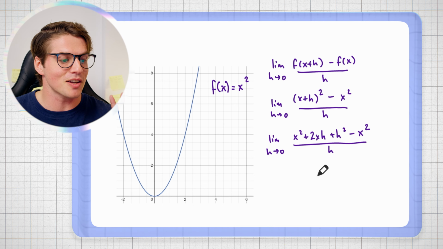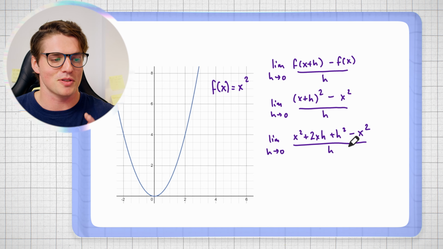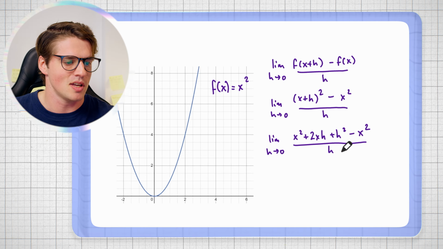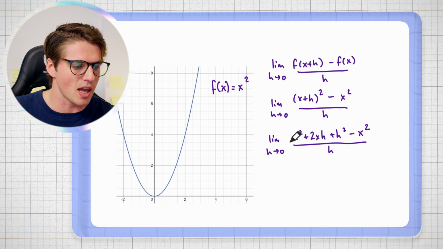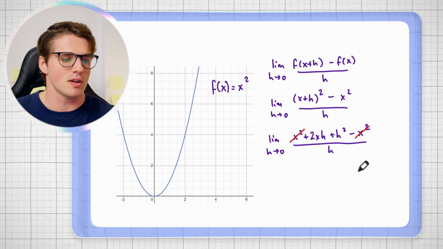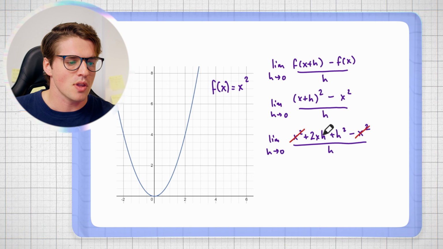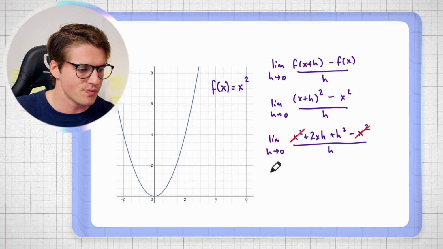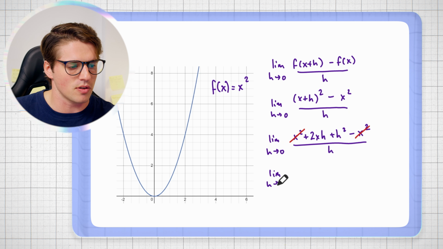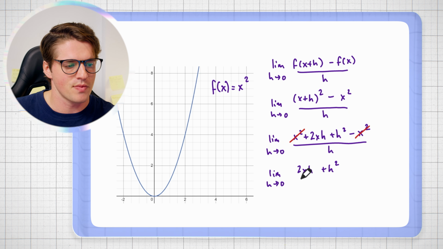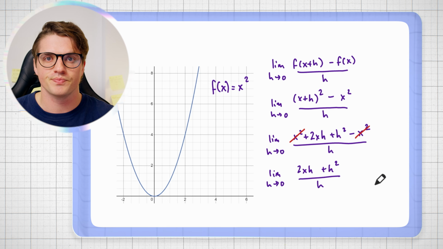All right, so now we have x squared plus 2xh plus h squared minus x squared all over h. We can cancel. We have an x squared and a minus x squared. And then you'll see, well, let me go ahead and write it again. So the limit as h goes to 0 of 2xh plus h squared all over h.